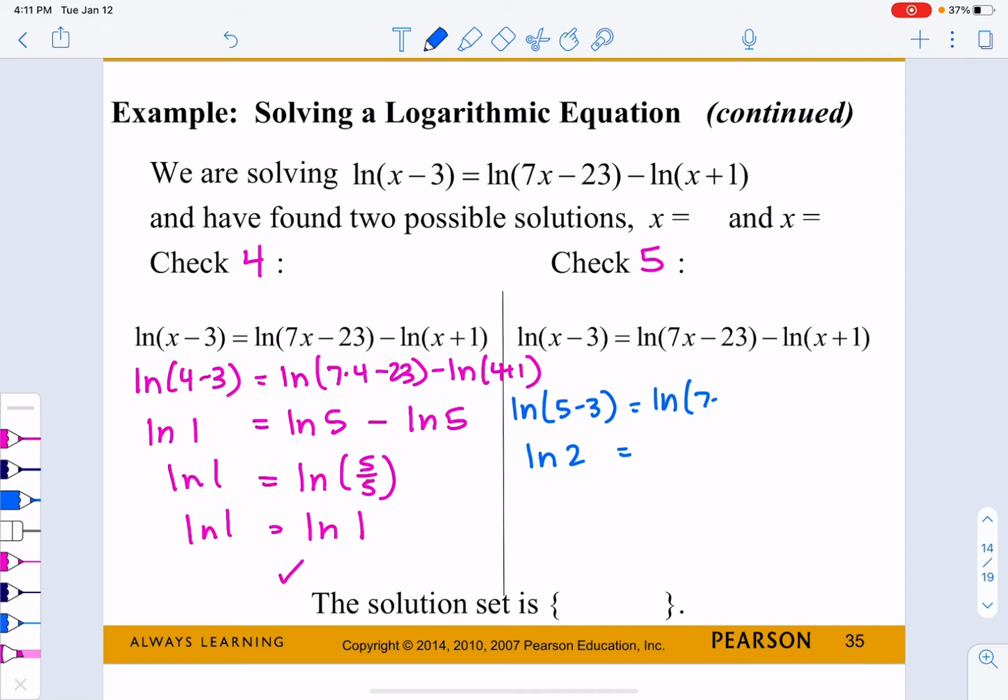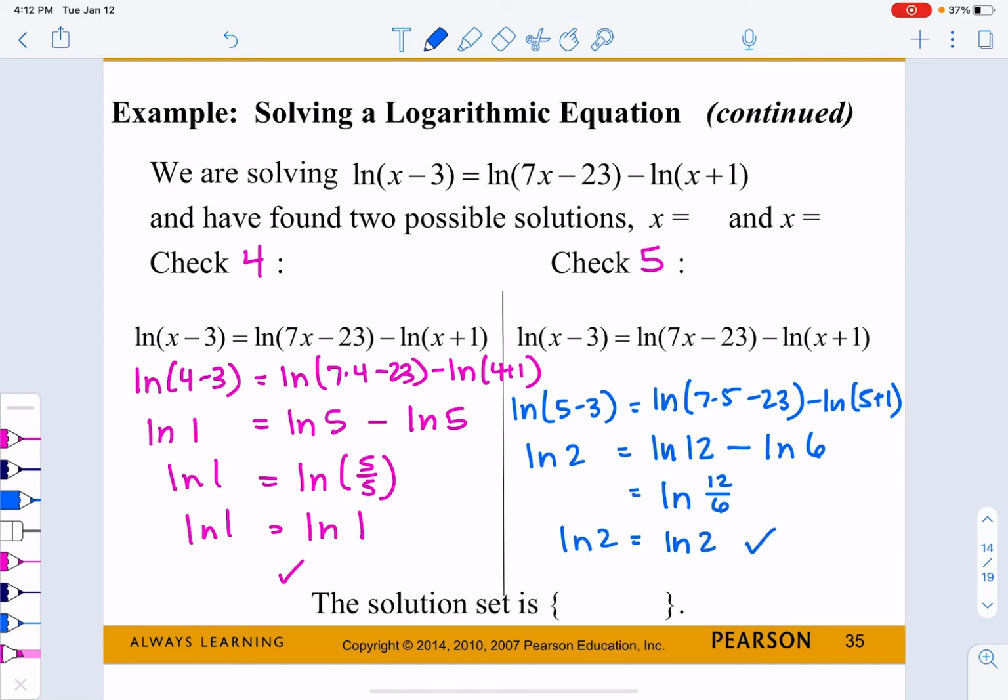ln of 7 times 5 minus 23 minus ln of 5 plus 1. 7 times 5 is 35. Take away the 23, that gives us ln of 12, minus ln of 6. If I have ln minus ln, we have ln of 12 divided by 6, which gives us ln of 2, which is equal to ln of 2, and that also looks good.